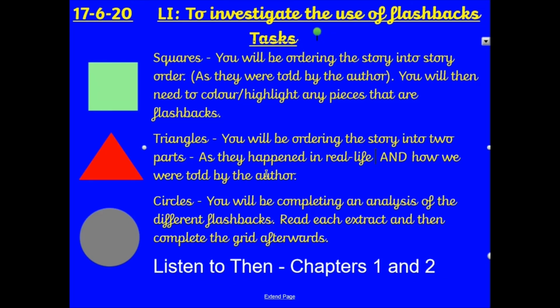But as soon as you have finished your work for today and you've sent it to me, you can then listen to the next two chapters of the story. Again, they're available on YouTube, and they'll be released a little bit later on at about 11 o'clock. So as soon as you send your work, you can then complete them. Okay, Year 6. So we'll be going through that in a little bit more detail this morning in our English session.